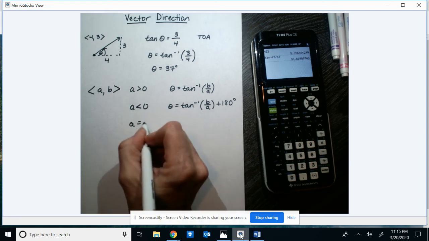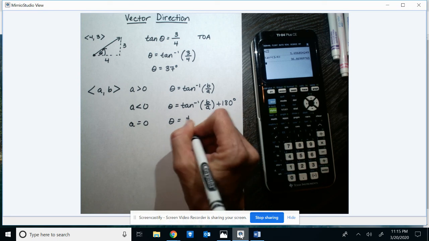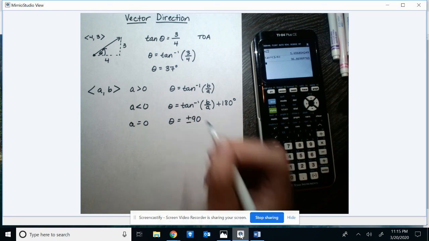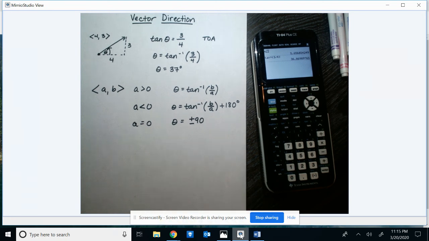If my A is equal to 0, then my theta will equal either positive 90 degrees or negative 90 degrees, depending on which direction your vector is going. I'll upload another video that shows you an example of more directions, just to give you an idea of why you're adding the 180.